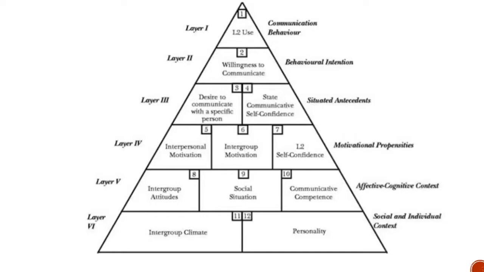By following the layers from the bottom to the top of the pyramid, we can understand that in the seventh layer, for example, the social and individual context play an indirect but powerful role because the students cannot influence them. On layer 5, the affective-cognitive context, the student sets the basis to approach the target language.